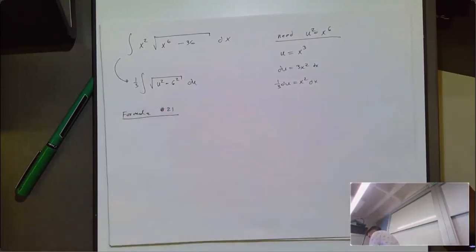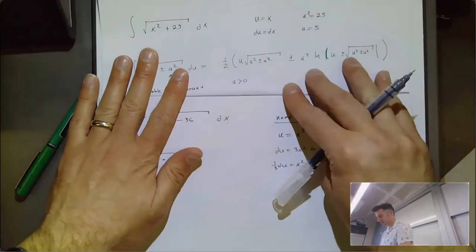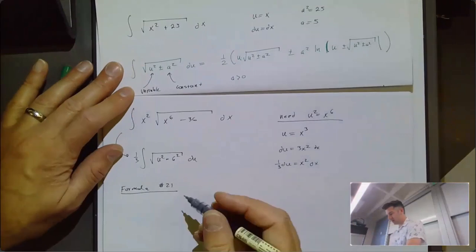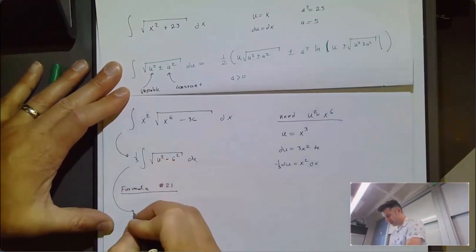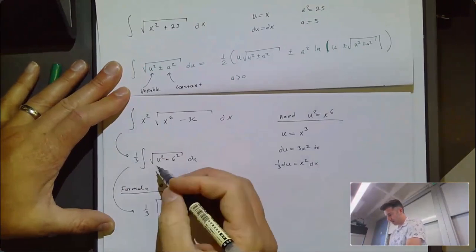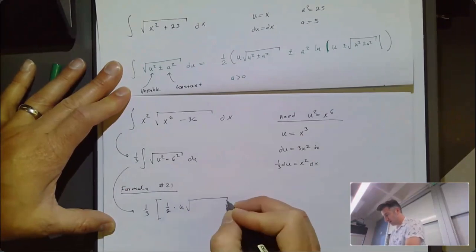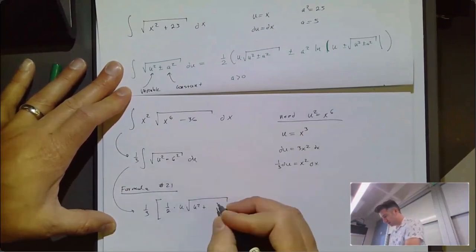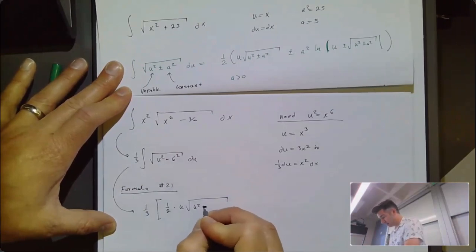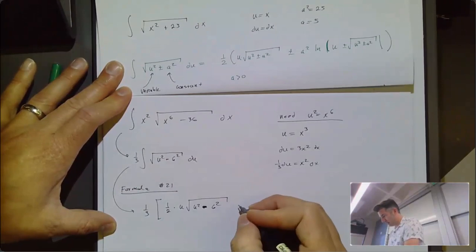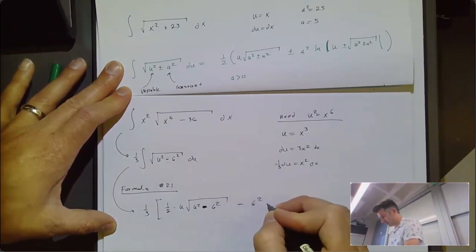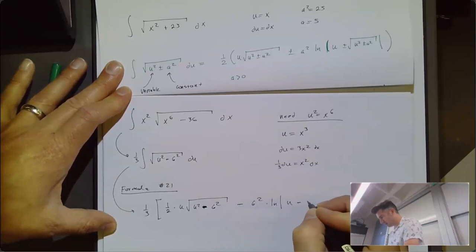I already have it here, so I might as well use it. So once again, here's formula 21, everyone's favorite. So that's going to end up being 1/3 times 1/2 times u times the square root of u squared, sorry, not plus, minus, apologies, 6 squared. And then we're going to have minus 6 squared times the natural log of the absolute value of u minus the square root of u squared minus 6 squared.